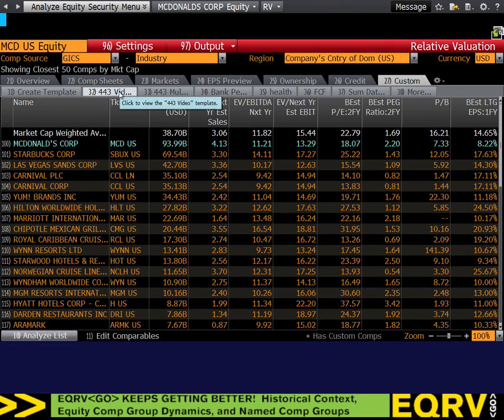Final step, once we've calculated the key drivers of the ratios, is we want to understand why McDonald's is trading at a premium or discount, for which we need the market cap weighted average.